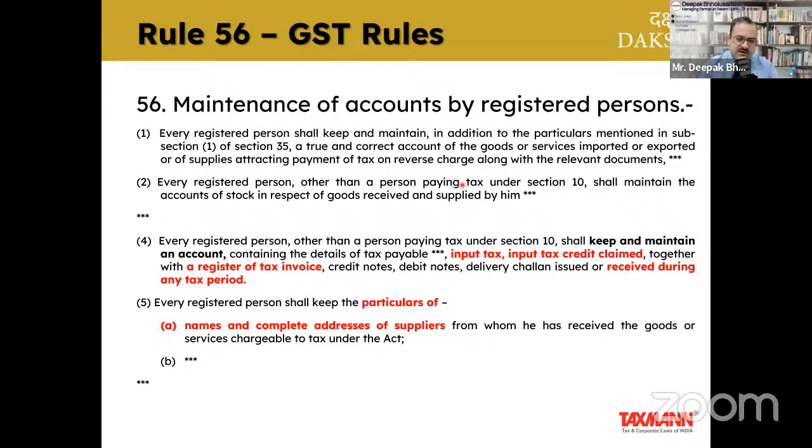Similarly, Rule 56(4): you shall keep and maintain an account in respect of ITC claimed. ITC availed is already covered by Section 35, so it says ITC claimed. And now it is talking about a register for the very first time. A register of tax invoices, again, only tax invoices.